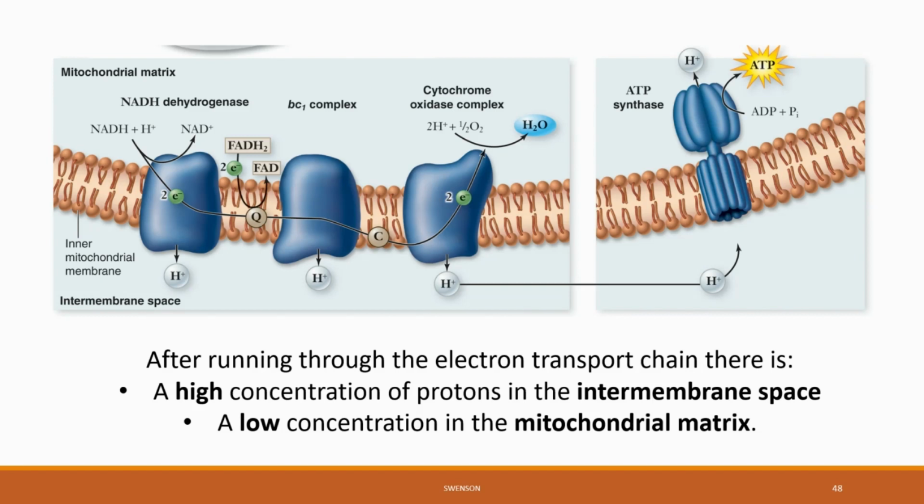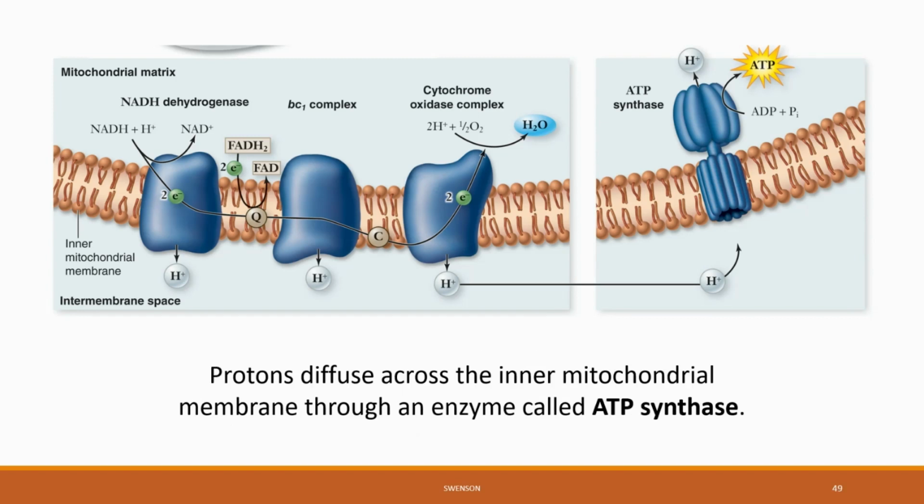And what do we know about high concentrations and low concentrations across a semi-permeable membrane is that they will want to balance each other out until there is an equilibrium in concentration across it. So protons diffuse across the inner mitochondrial membrane through an enzyme called ATP synthase.